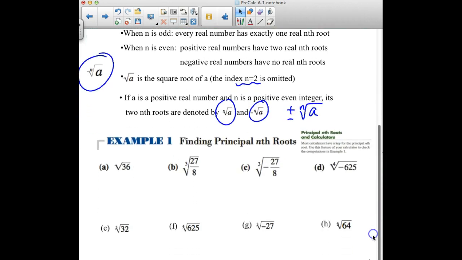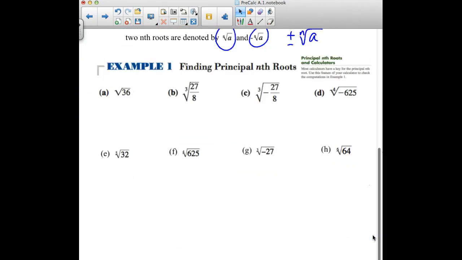All right, let's try a couple. First one, square root of 36. There is no negative in front, there's no plus minus in front, they are simply looking for the principal root, and since 36 is positive, we are looking for a positive 6. Our next one, we are taking the cube root of a fraction. You can do that by taking the cube root of each piece, and the cube root of 27 is 3, and the cube root of 8 is 2.